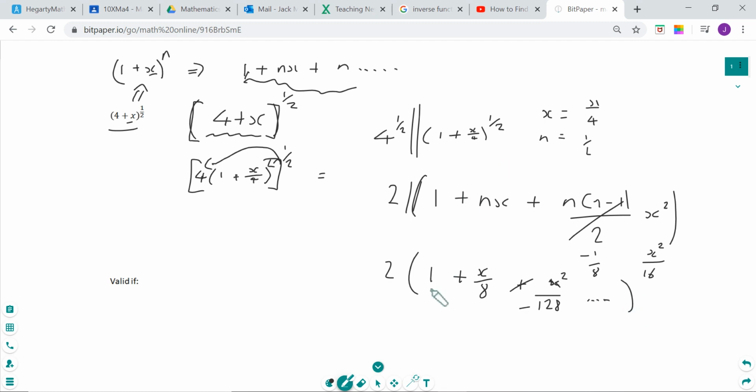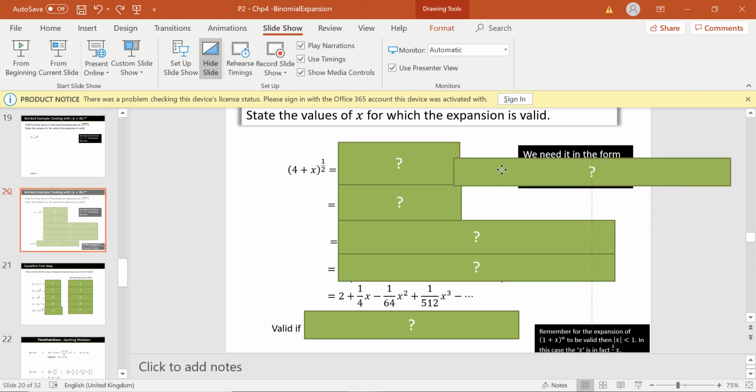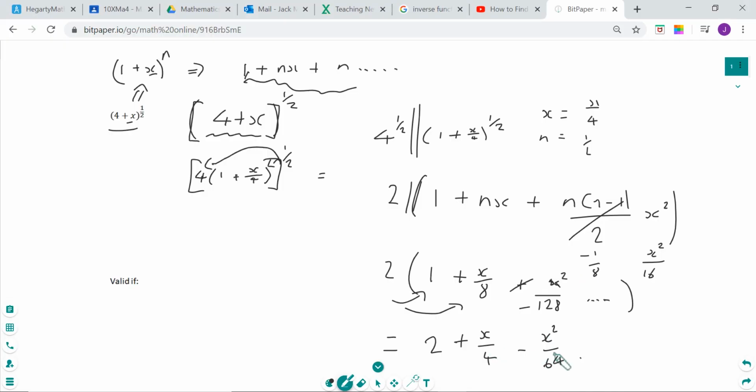So the only difference is that you'd have to multiply this 2 back at the end, which is not that hard. It's just going to be a 2, and then you can just make the denominators half as large. So x over 4, minus x squared over 64. And like I said, I've just done the first 3 terms on this one. Let's have a quick check with that one there. 2 plus a quarter x minus 1 over 64x squared. Hopefully you can see that the way we've written it is the same.